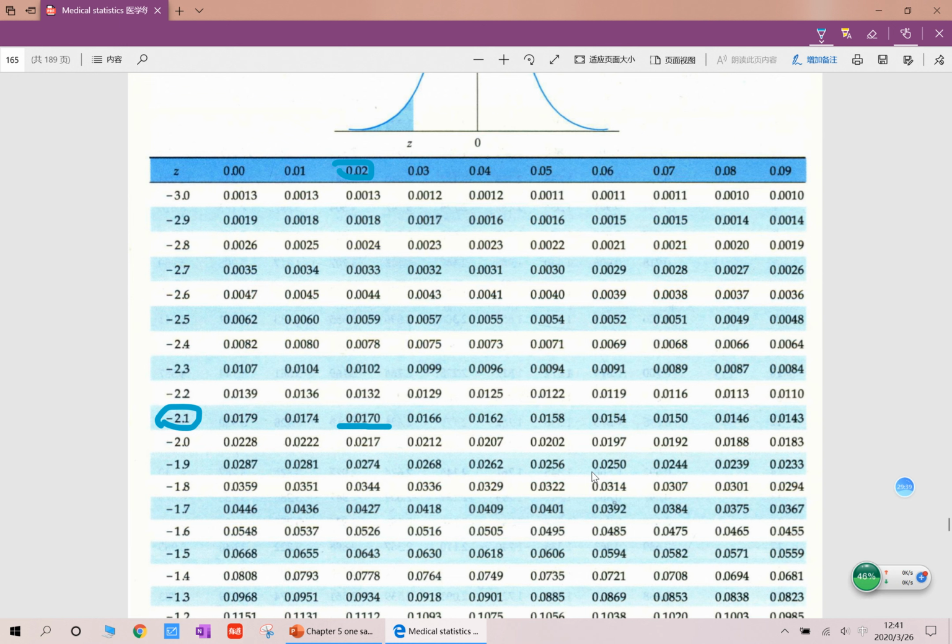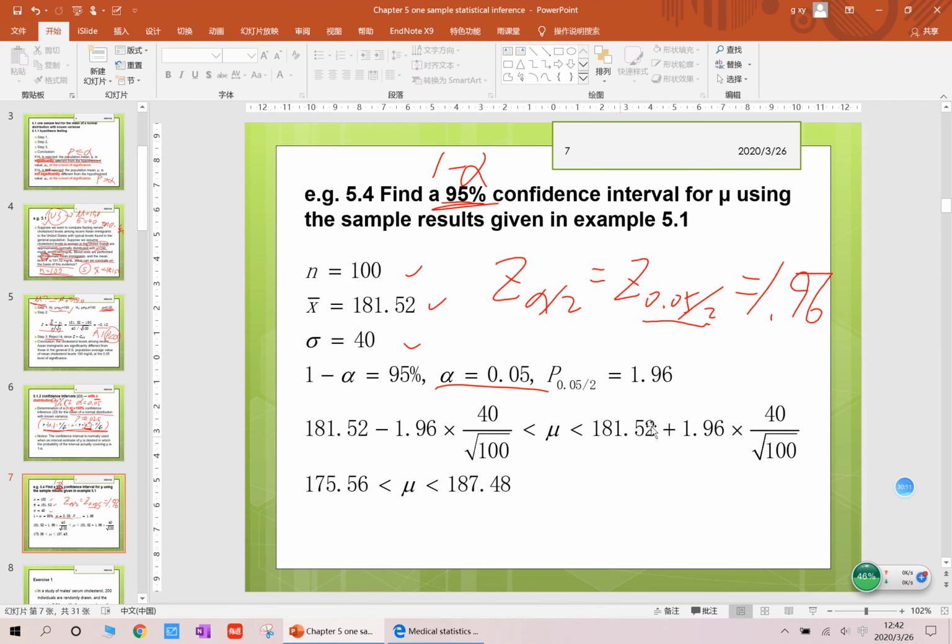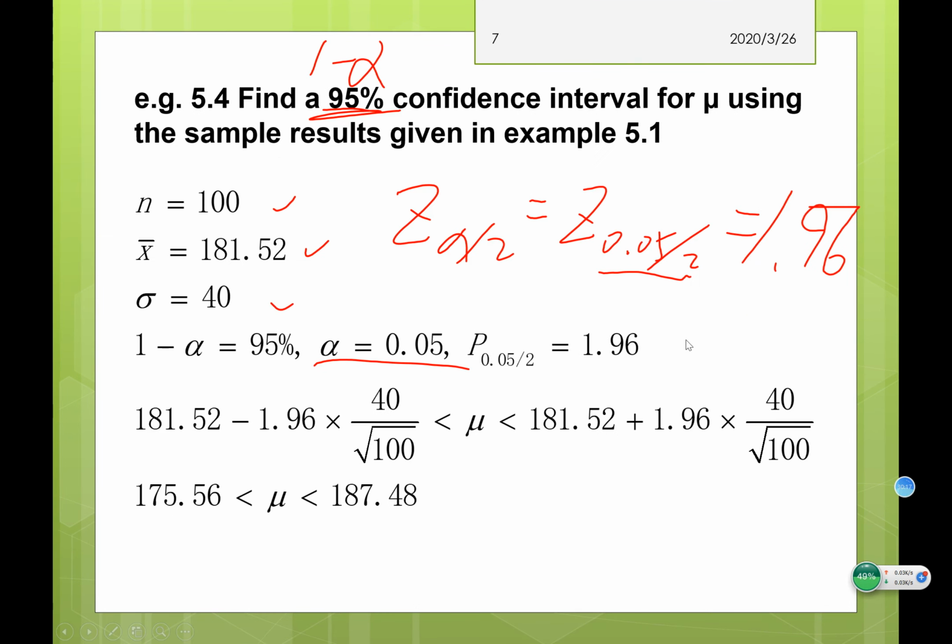Here, let's find this probability, because in this question, the probability is given. So we need to find the probability first. So here we find that half alpha is 0.025. So this is the probability of half alpha. And its corresponding z is minus 1.96, because this number is in the cross position of minus 1.9 and 0.06. So the corresponding z is minus 1.96. Okay, so here we find the z value when half alpha equals 0.025.